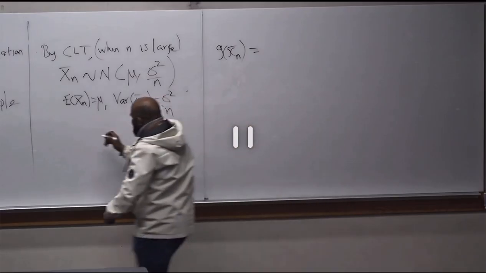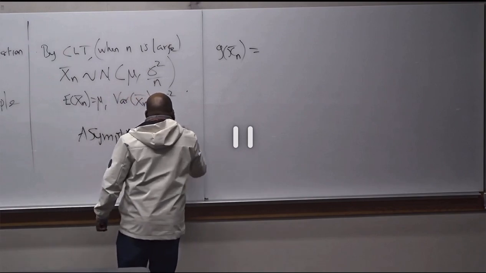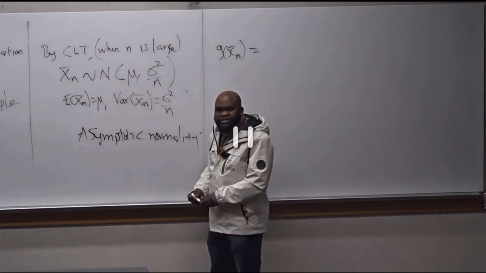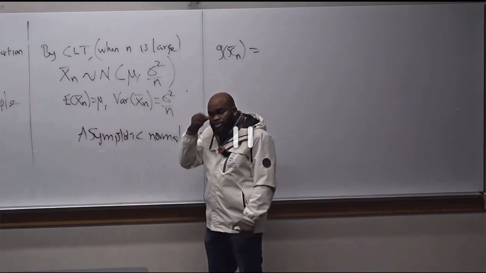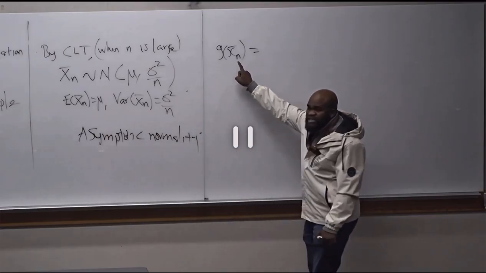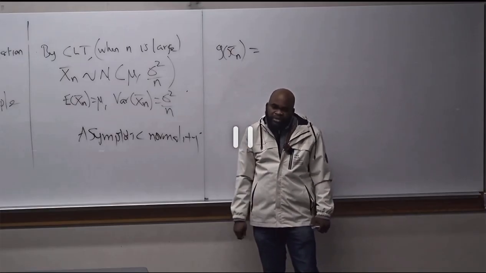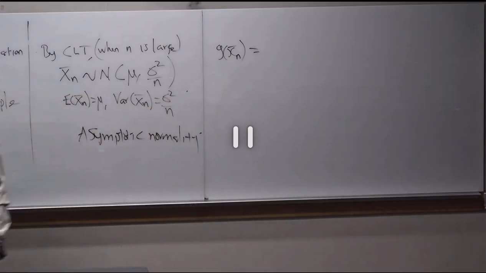When I say asymptotic, asymptotic normality means the distribution of a variable becomes normal when the sample size is large. That's what we mean by asymptotic normality. Now, how can we derive the asymptotic normality for a function of a sample mean? And that is why we need the delta method. The delta method will provide us the opportunity to investigate the asymptotic normality of a function of a sample mean.